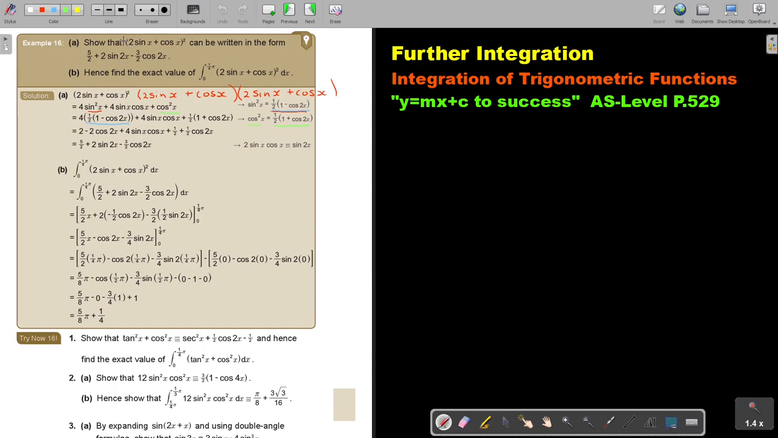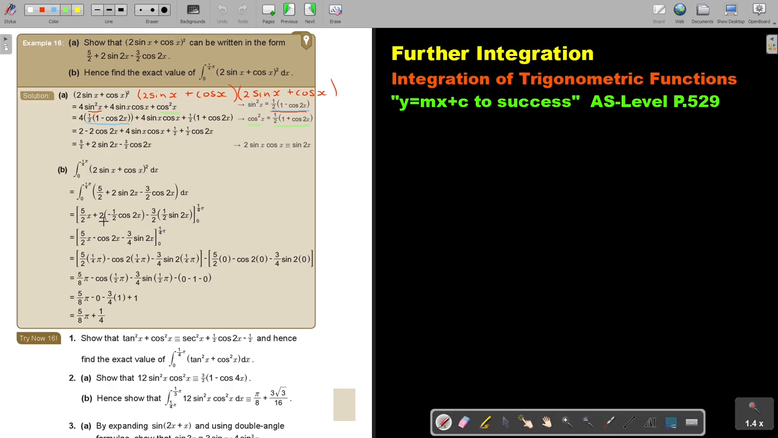The reason why they let you do A is to help you in B. They could have just asked you this, but then you first have to derive it, and then you have to do the definite integration. So in this case, I know now that this is equal to this, so I just substitute and start integrating. There's the x, this is going to be 2 times negative a half cos 2x minus 3 over 2. And what is the integral of cos 2x? This is a half sin 2x, and there are my two limits.